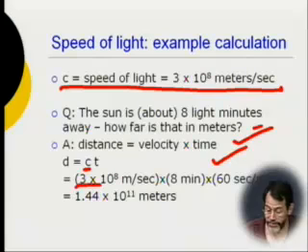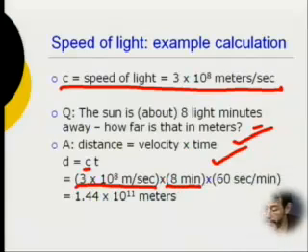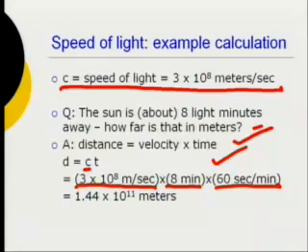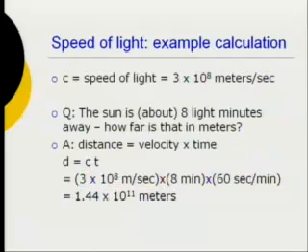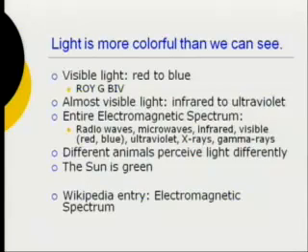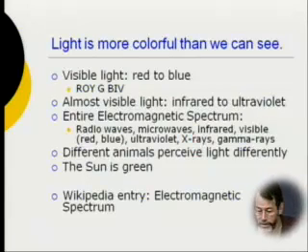So this is the velocity, 3 times 10 to the 8 meters per second. This is the time in minutes, but minutes and seconds don't match, so we have to convert minutes to seconds by this multiplier. And we find out that the sun is 1.44 times 10 to the 11th meters away. This is 10 raised to the 11th power, which means 1 followed by 11 zeros. This is exponentiation. If you're not aware of that, look that up. I'll speed up. We're running a little slow here.